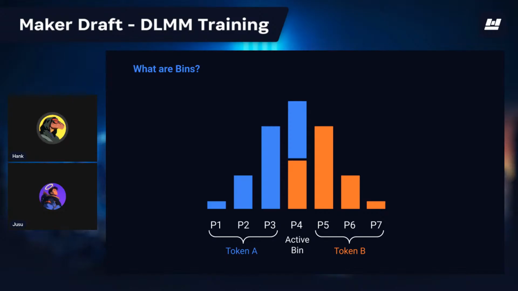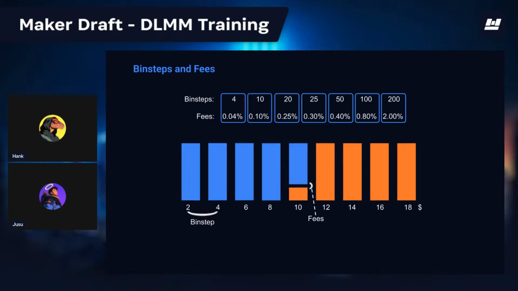As price moves, it can move along these bins, and when the price moves up or down from P4 to P3, it then jumps from one bin to the next. So this is how DLMM works on a protocol level.